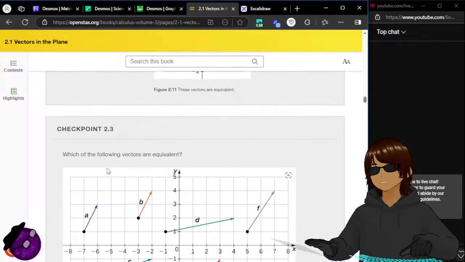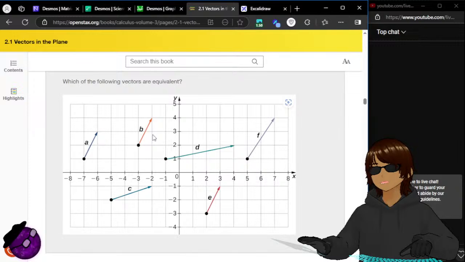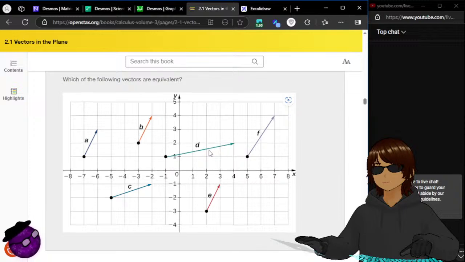So over here, which of the following vectors are equivalent? A and B and E, since there's a difference of 1 in the x and difference of 2 in the y. And that's it, I think.